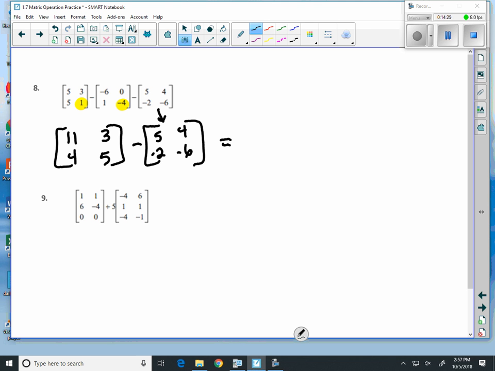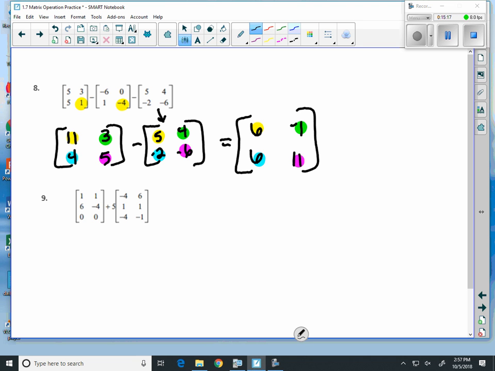So the first one is going to be 11 minus 5, which is 6. 3 minus 4 is -1. 4 minus a -2 is positive 6 because we have a double negative there. And then 5 minus -6, double negative again, that would get us 11. So if it helps you, I'm going to go ahead and put colors in on these. The 11 and the 5 got us the 6. The 3 and the 4 got us the -1. Hopefully that helps you kind of see. You just take the number that's in the same location and we subtracted them.